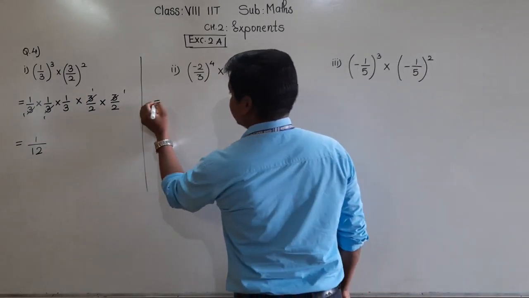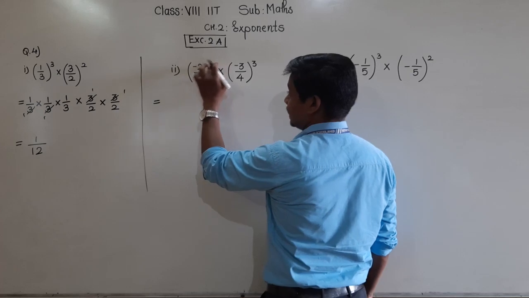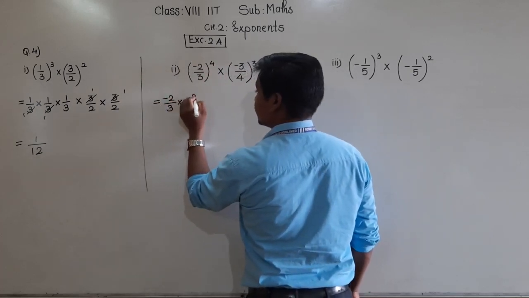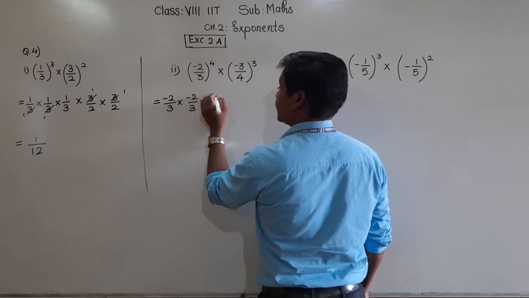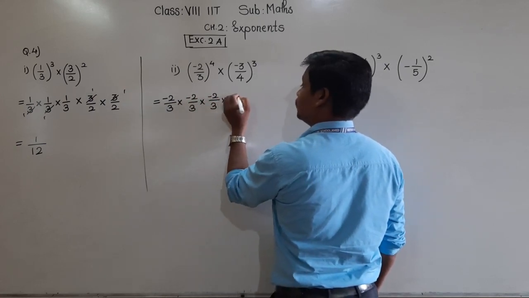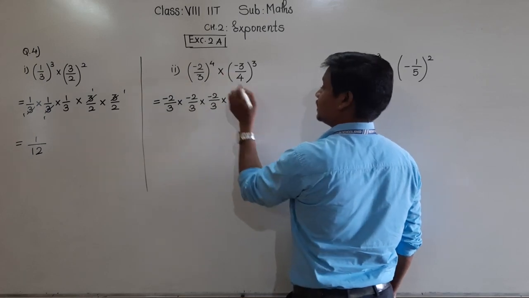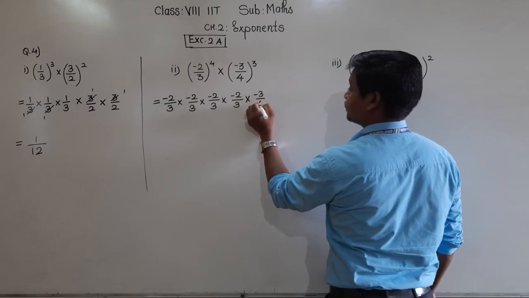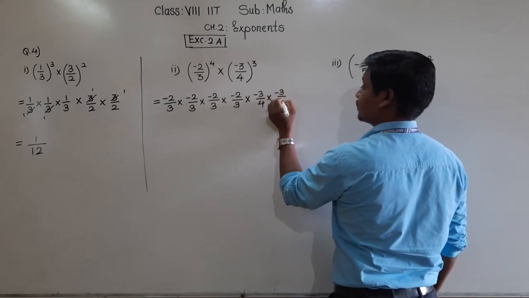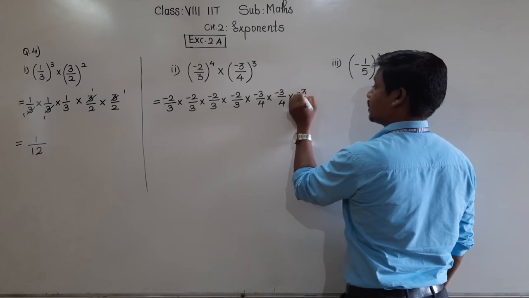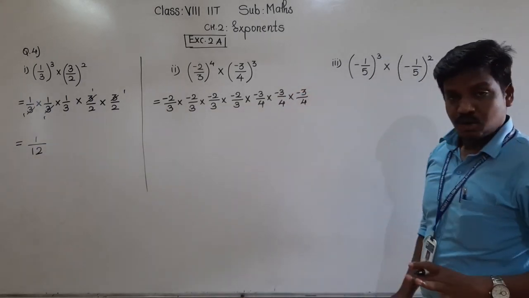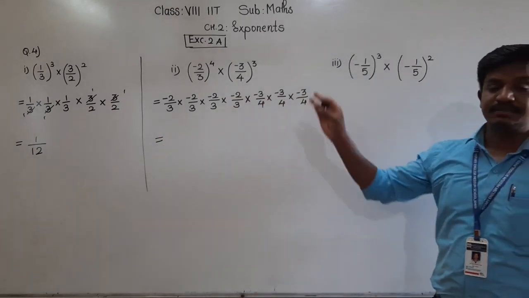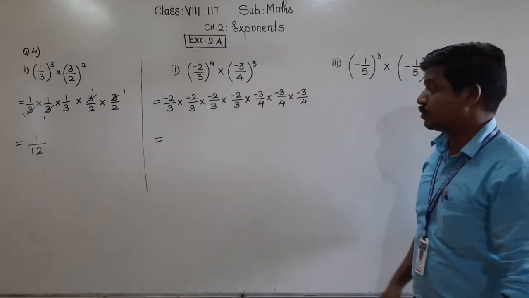Next. (-2/3)^4 × (-3/4)^3. So here let us expand this. 4 times multiplication of -2/3: -2/3 × -2/3 × -2/3 × -2/3, multiplied by 3 times multiplication of -3/4. Okay. Over there, let us reduce the numerator and denominator. Let us divide the numerator and denominator wherever possible.